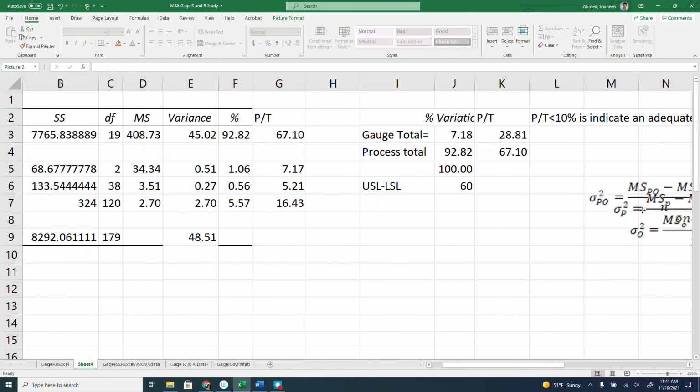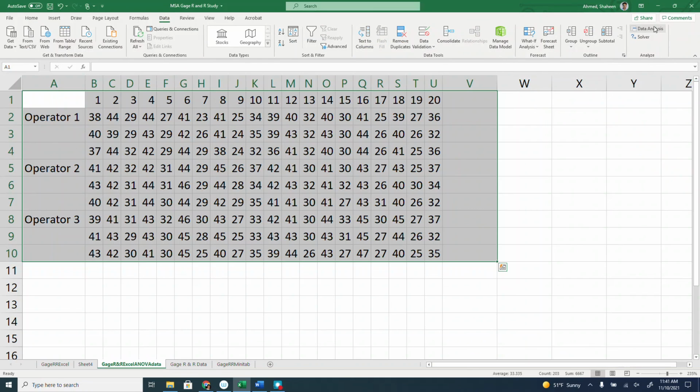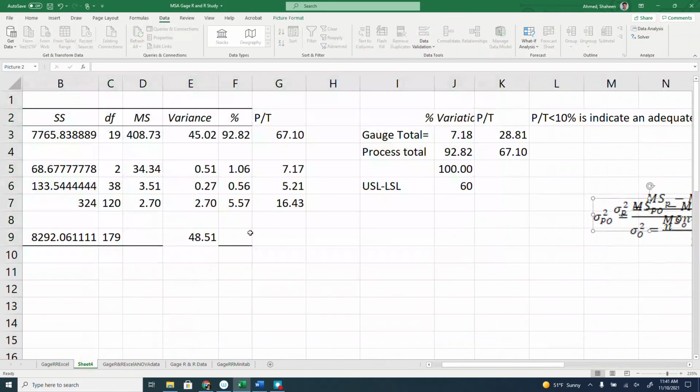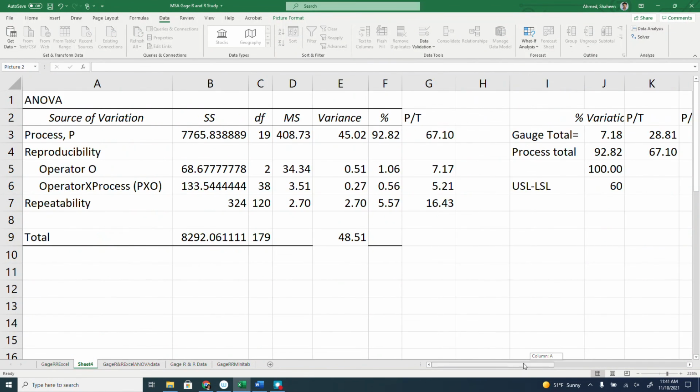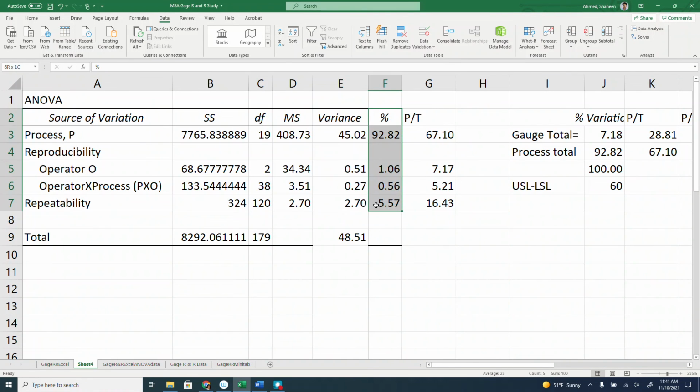Just to summarize how to perform this analysis using Microsoft Excel, you have to have the data in this format and then run the analysis of variance from the Data tab, going to Data Analysis and then two-factor ANOVA with replication. Once you get that, the result will come in and produce this ANOVA table. After you get this ANOVA table, calculate the variance, percent variance, and precision to tolerance ratio, and decide based on this piece whether it's a capable measurement system or not.